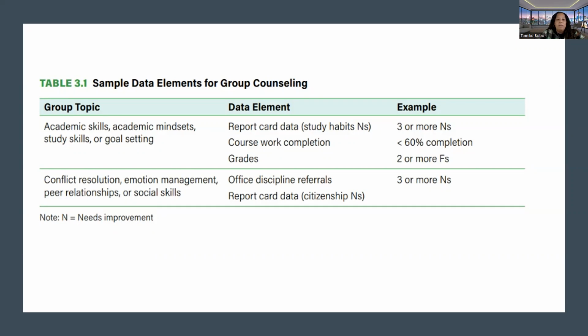Okay? If you're doing conflict resolution, emotional management, peer relationship, or social skills, you're looking at office and discipline referrals, report cards, and citizenship with Ns, and if there's 3 or more Ns, with N being for needs improvement.